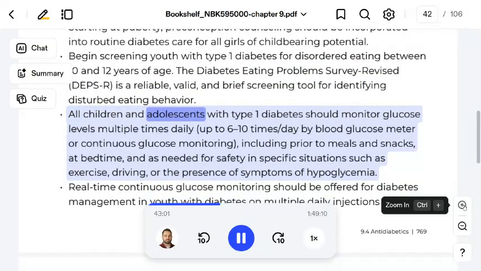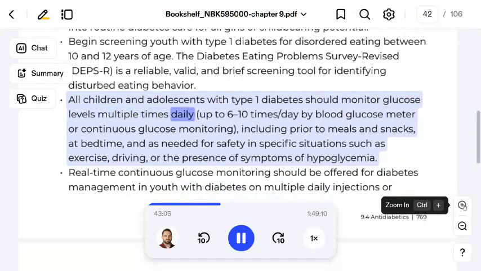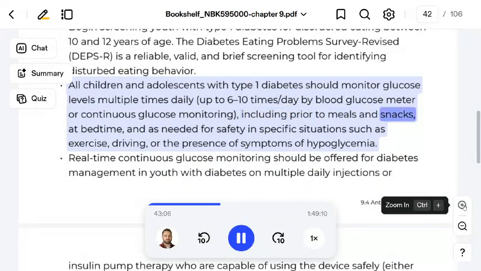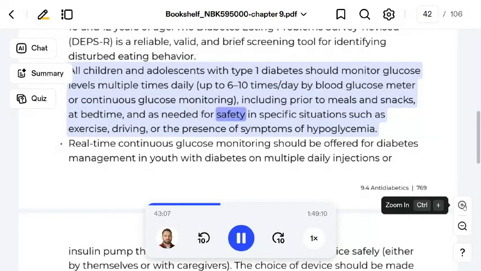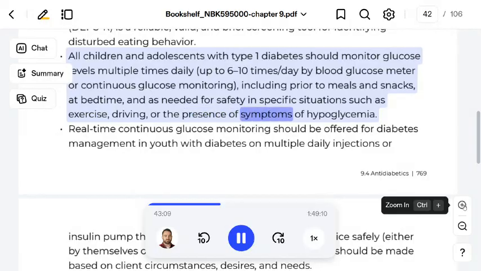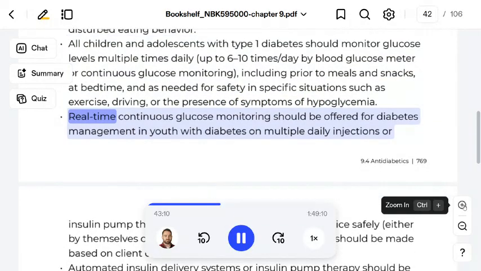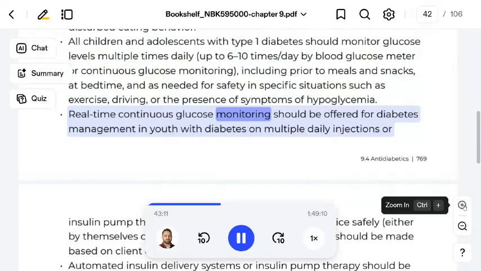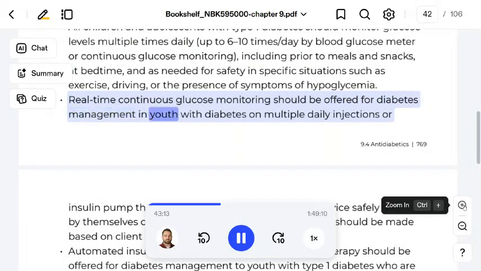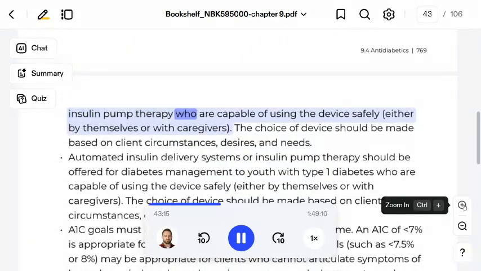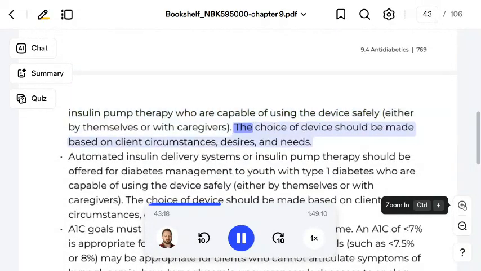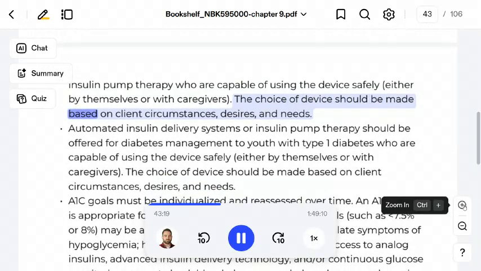All children and adolescents with type 1 diabetes should monitor glucose levels multiple times daily, including prior to meals and snacks, at bedtime, and as needed for safety in specific situations such as exercise, driving, or the presence of symptoms of hypoglycemia. Real-time continuous glucose monitoring should be offered for diabetes management in youth with diabetes on multiple daily injections or insulin pump therapy who are capable of using the device safely. The choice of device should be made based on client circumstances, desires, and needs.